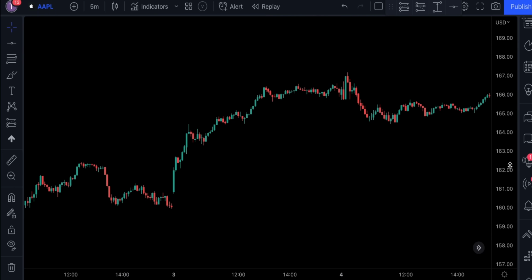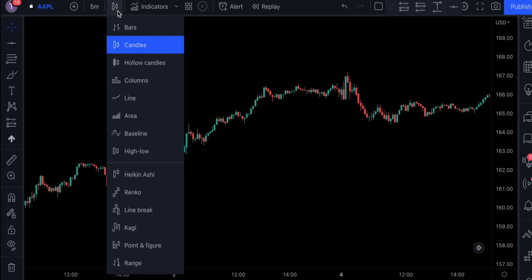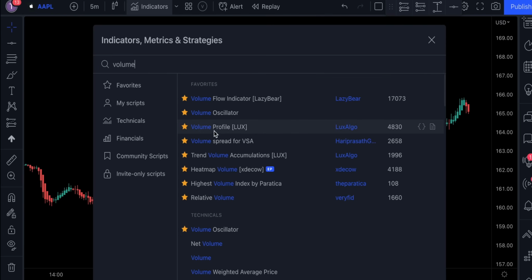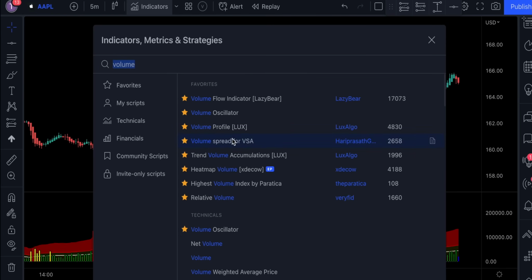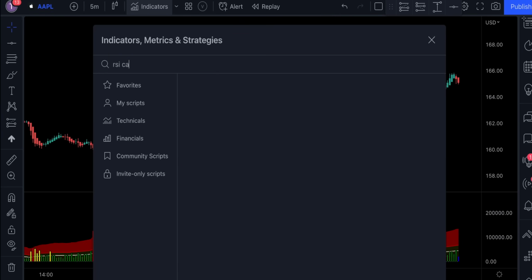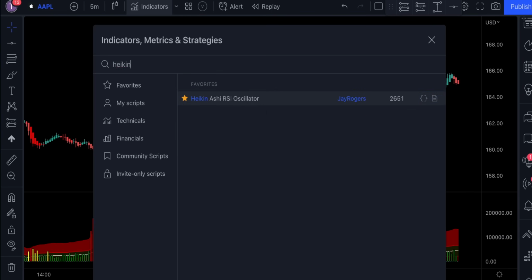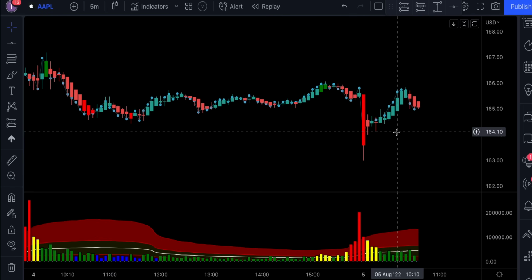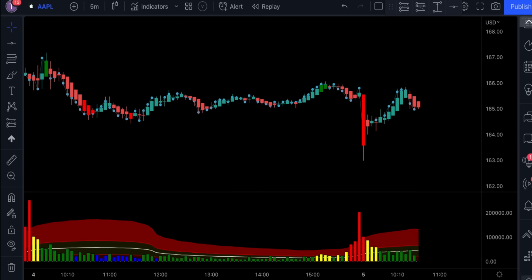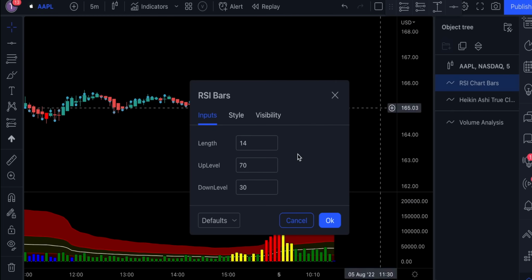Okay, we're currently looking at the price of Apple on a 5-minute time frame, and this strategy consists of 2 indicators. But before we add them to the chart, let's switch the candlesticks from Japanese to Heikin Ashi. For the first indicator, we will select volume spread for VSA. And for the second indicator, let's search for RSI candles. Let's also add Heikin Ashi True Close indicator for more accurate backtesting results. Okay, now we need to access the RSI candles indicator settings and change all these parameters to 50.